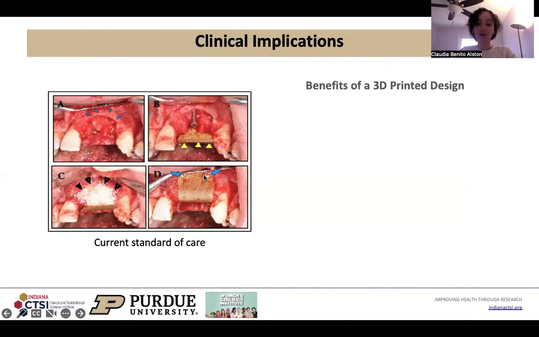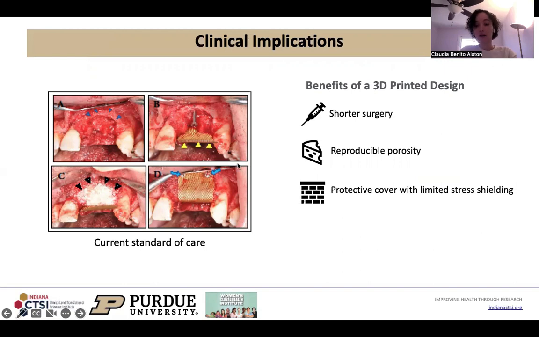The benefits of 3D printed bone graft are a shorter surgery, which is important since ORs cost around $70 per minute, reproducible porosity, and a protective cover design allowing for maximum cell infiltration and limited stress shielding. Lastly, all the materials are completely resorbable and fully integratable.